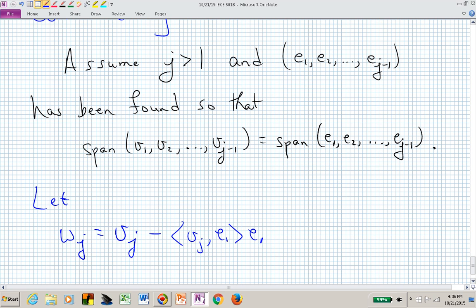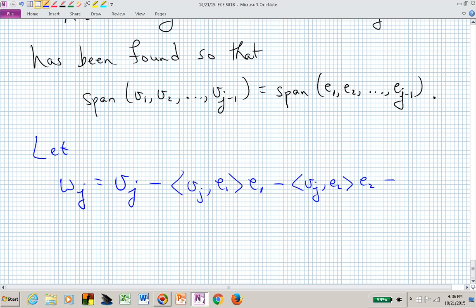Vj is linearly independent. But we can remove the component of Vj that's in the direction of E1. We can also remove the component of Vj in the direction of E sub 2. And we just keep removing the pieces of V sub j that are in the direction of these previous orthonormal basis vectors, E1, E2, or this list of vectors. V sub j, E, and how far were we going? J minus 1, scaling E sub j minus 1. That's our first step.